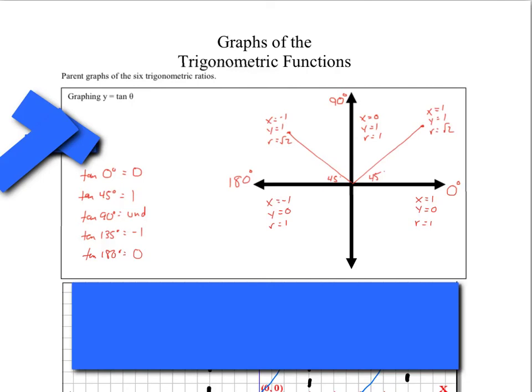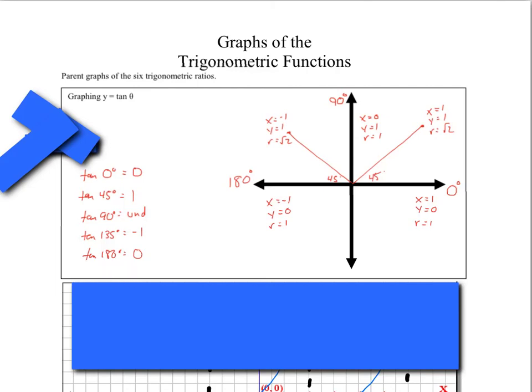Tangent of 90 degrees is undefined because 1 divided by 0 is undefined. Tangent of 135, that would give me a 45 degree reference angle, makes this angle 135. X is negative 1, y is 1, and r is square root of 2, which makes tangent of 135 negative 1, because it's 1 divided by negative 1.